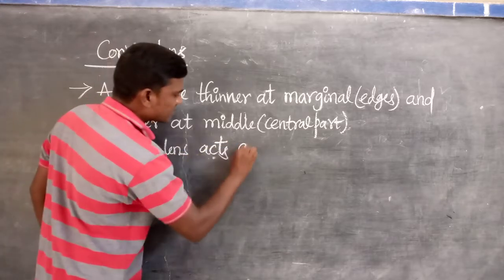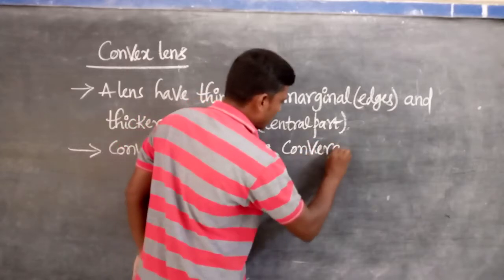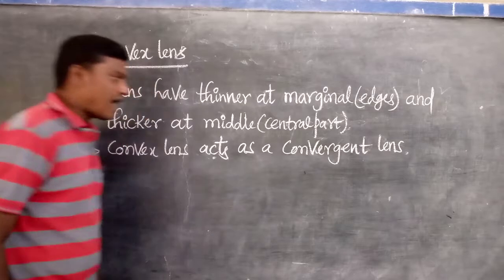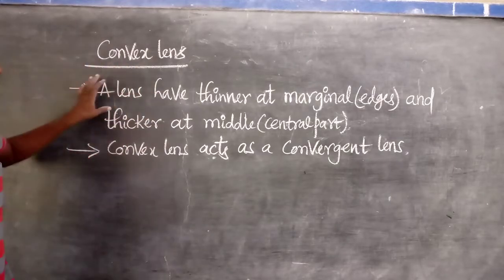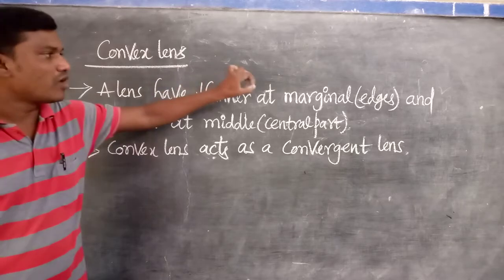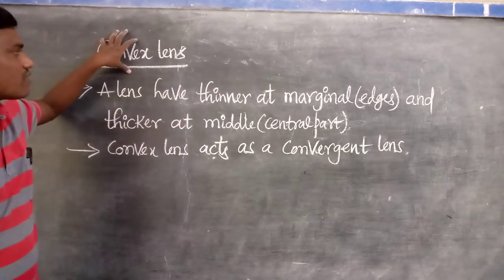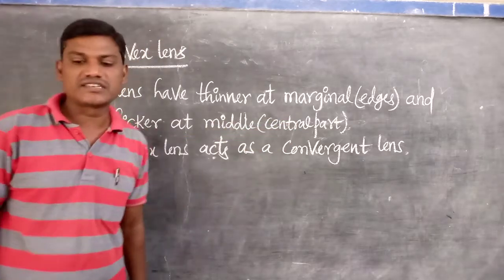Convex lens acts as a convergent lens. So listen very carefully. A lens have thinner at marginal and thicker at middle. That lenses were called convex lens. Convex lens acts as a convergent lens.